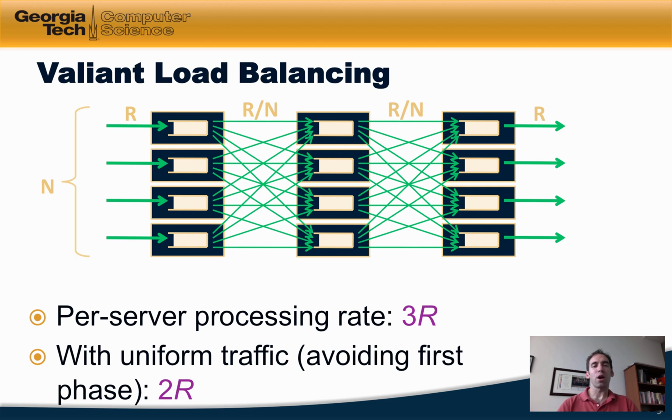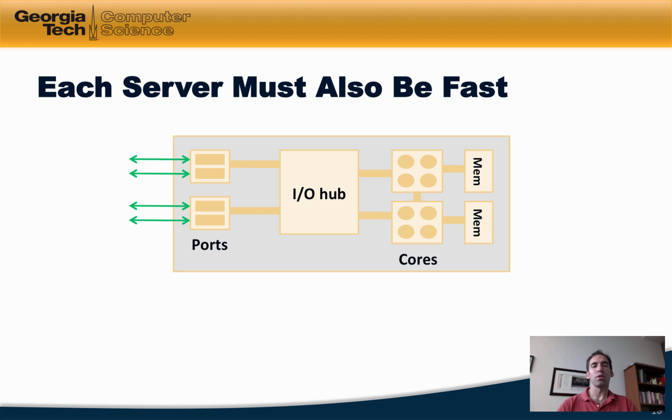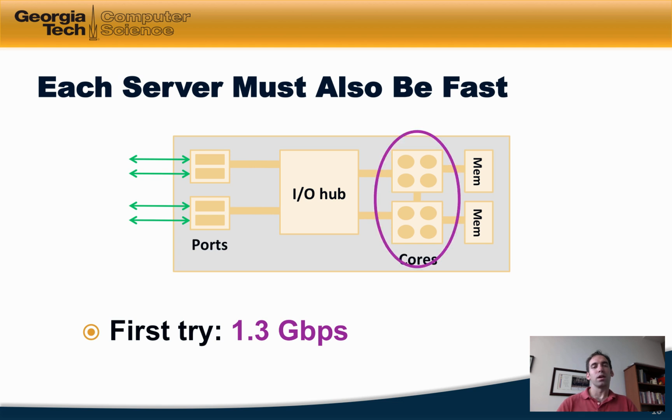But what about the processing rate of individual servers? Each server must also process traffic as quickly as possible. With the initial architecture, the designers saw 1.3 gigabits per second. Given that each server has multiple cores, it makes sense to figure out whether we can take advantage of the parallelism that the processor offers to increase our forwarding rates.